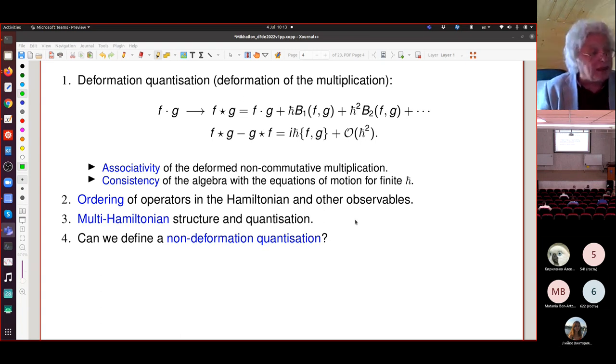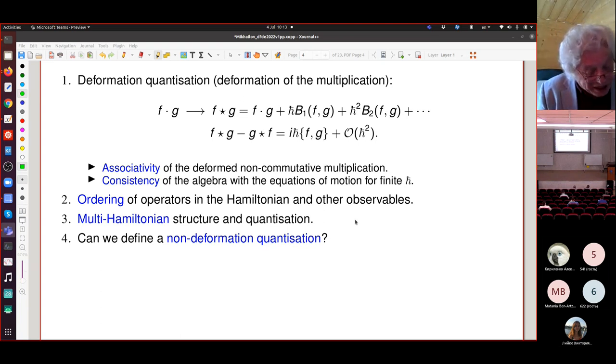And the last question is, can we define a non-deformation quantization? How to define it? Because deformation starts from Poisson brackets. Maybe there are some systems which don't admit Poisson brackets, but still have the same features as quantum systems, the same Heisenberg equations, everything looks the same. The only lack is a limit to classical systems.